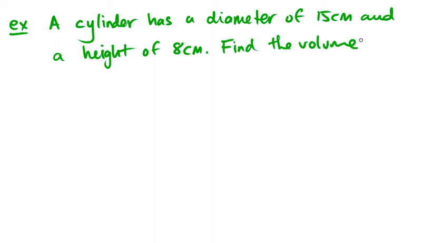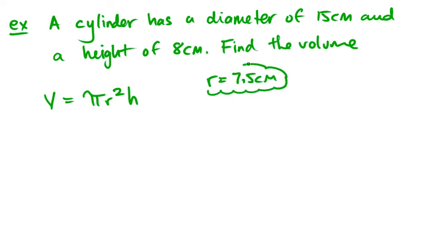Okay, we maybe don't need a picture for this one. So if I go straight to the formula, pi r squared h, then when I go to try to find the radius, I don't have the radius, but I do have the diameter. And so I can use that to find the answer. The radius is half the diameter, so I cut that in half, and I get the radius is 7.5, and so I can use that.